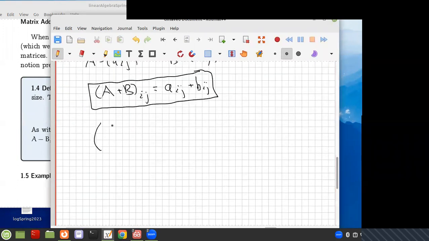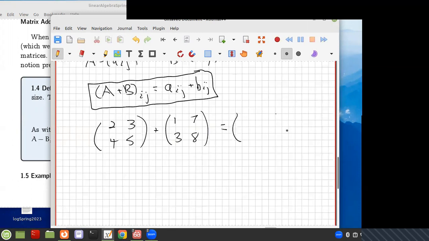So, for example, let's say that I had the matrix 2, 3, 4, 5, and I wanted to add that to 1, 7, 3, 8. What that would equal is, first, they're the same size. This is a 2 by 2. This is a 2 by 2. If they weren't equal, I couldn't add them. It's not defined. So 2 plus 1 is 3. 3 plus 7 is 10. 4 plus 3 is 7. And 5 plus 8, I think, is 13. So this is the sum. You just add them entry by entry, the corresponding entries.